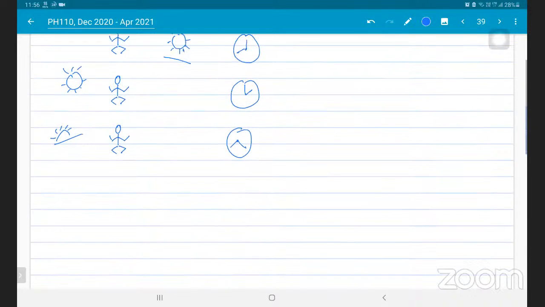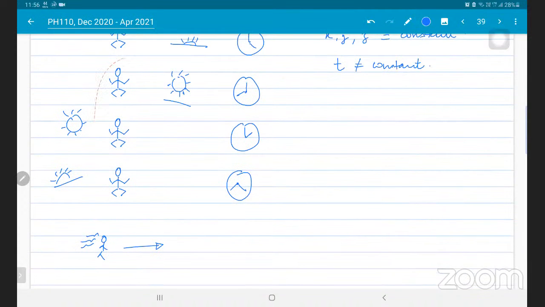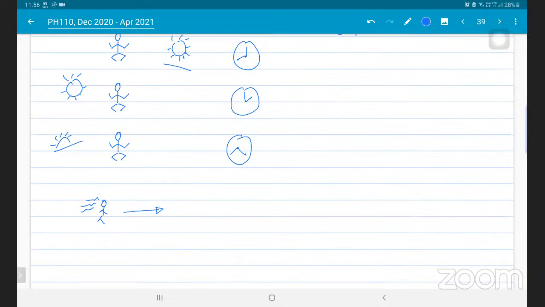Now, what if you have an observer who is moving? So there is some observer who is moving. What does this observer see? Does this observer see you at rest? No, right?